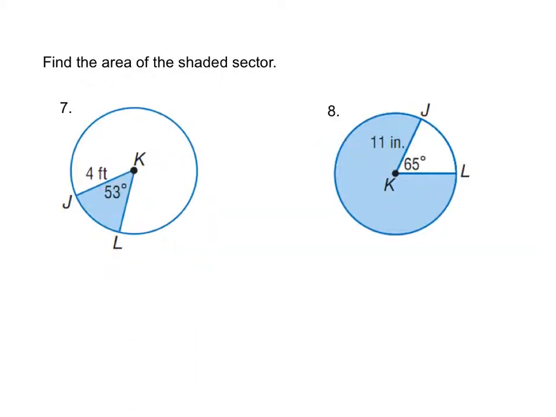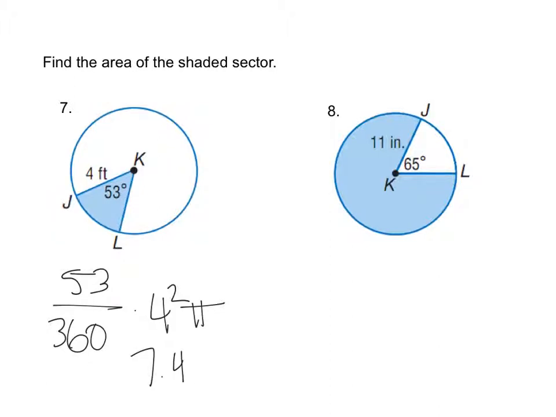So here, find the area of the shaded sector. So that's going to be 53 out of 360 times 4 squared pi. So 16 times pi times 53 divided by 360. That's going to be 7.4002 feet squared.